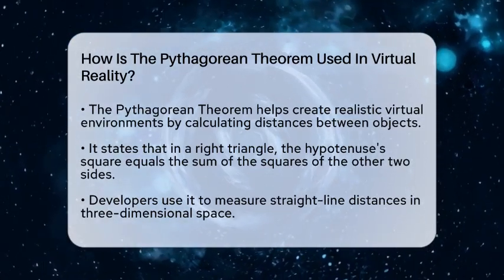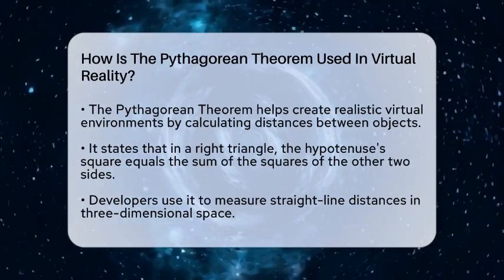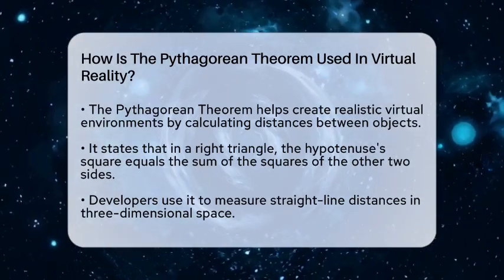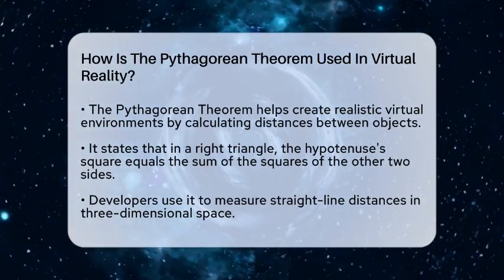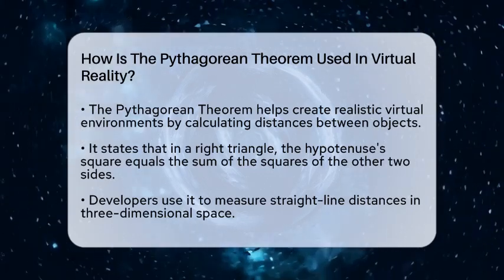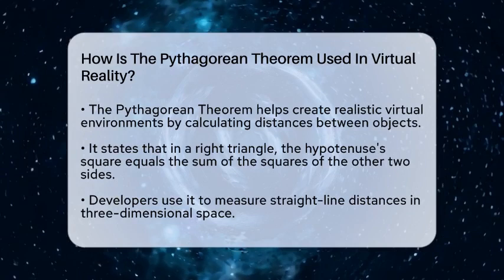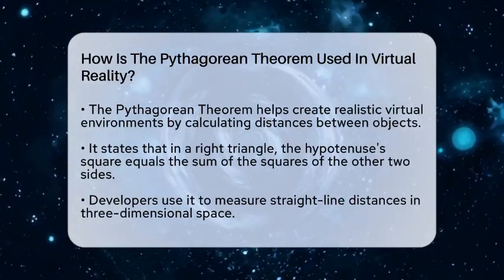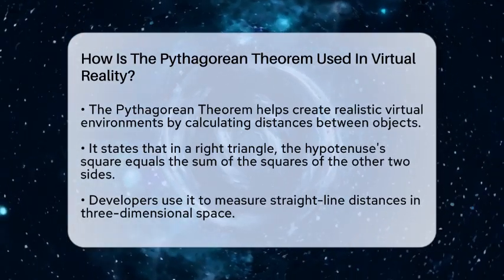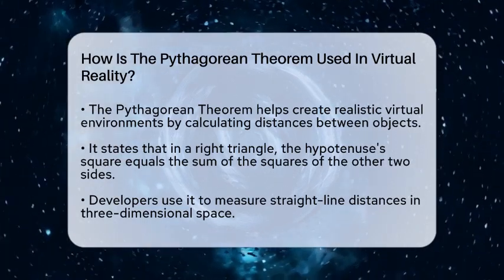When developers build virtual worlds, they need to know exactly how far apart objects are and how characters move from one point to another. The Pythagorean theorem makes this possible by providing a simple way to measure straight-line distances in three-dimensional space. The core idea is straightforward.